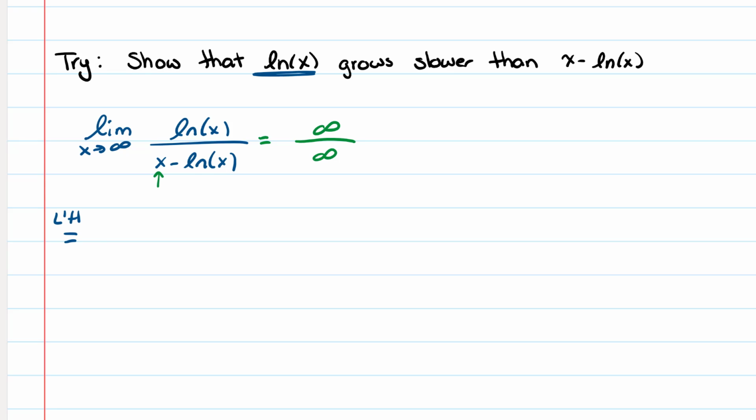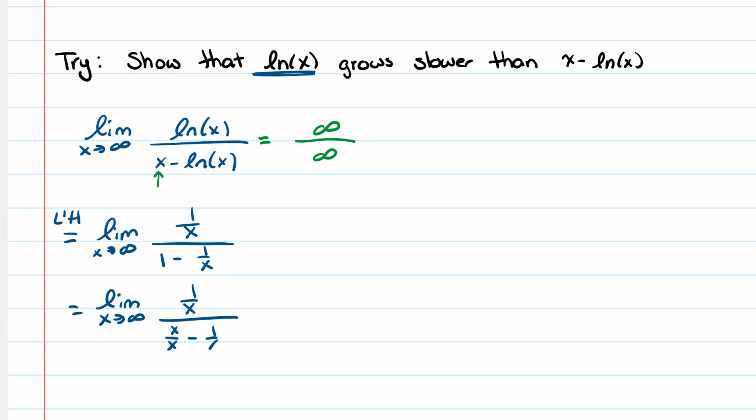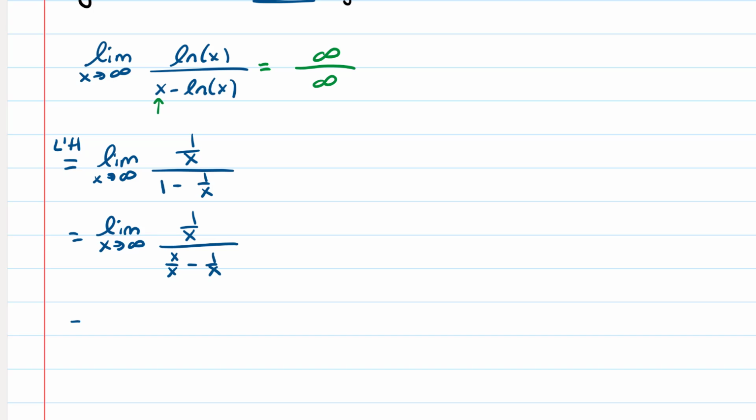So we go ahead and get L'Hopital's rule out. Take the limit as x approaches infinity. The derivative of ln of x is 1 over x divided by 1 minus 1 over x. And this is where just your fancy algebra comes in. So this is the limit as x approaches infinity of 1 over x divided by x over x minus 1 over x. I'm trying to find those common denominators. So this is the limit as x approaches infinity, 1 over x divided by x minus 1 over x.